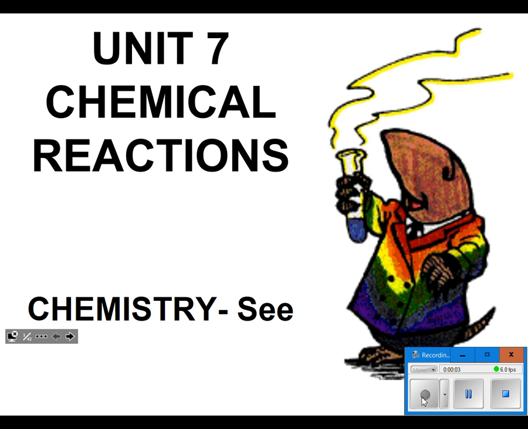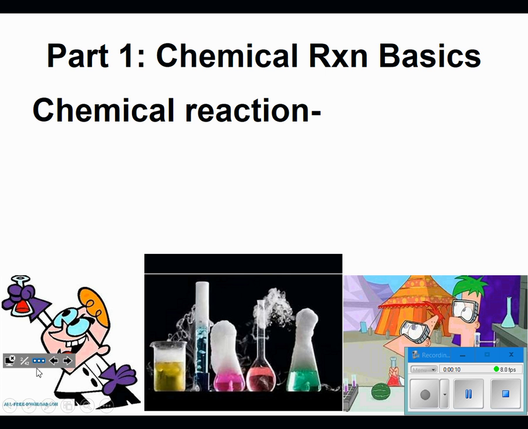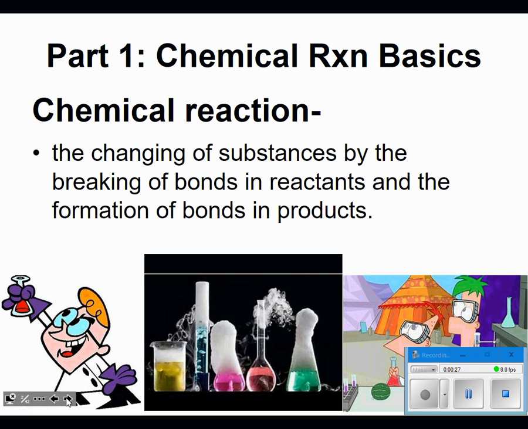This is Unit 7, Chemical Reactions for Chemistry. So Part 1 is all about just chemical reaction basics, some things you need to know in order to do chemical reactions, things you're going to see when you're doing chemical reactions as far as the equations, all that fun stuff. So the basic definition of a chemical reaction is the changing of substances by breaking of bonds in the reactants and the formation of bonds in the products.